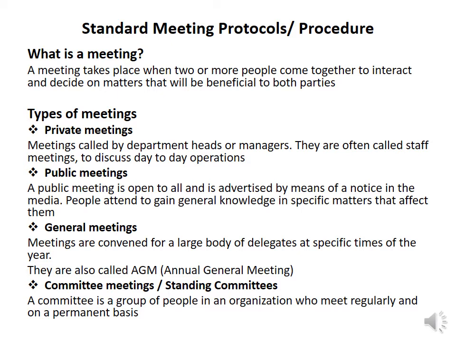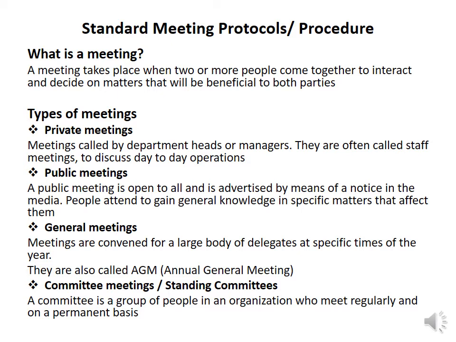Public meetings. Public meetings are community meetings that are advertised by means of a notice in the media. It can be advertised in the social media, newspaper, or community radio. People attend public meetings to gain general knowledge in specific matters that affect them as the community. An example of a public meeting is those political rallies that are organized by political parties during election times.